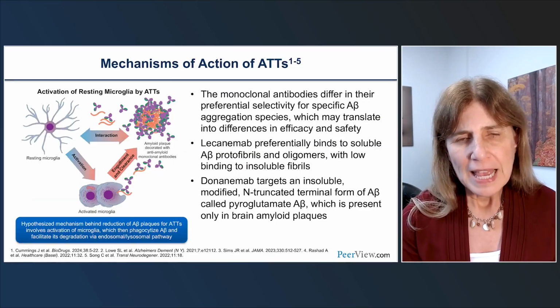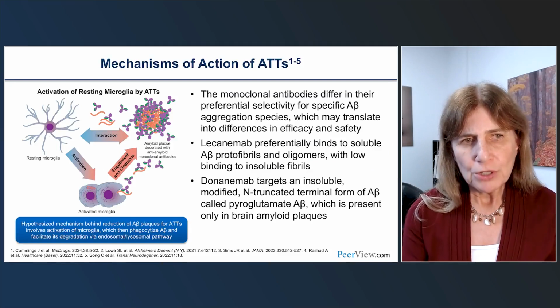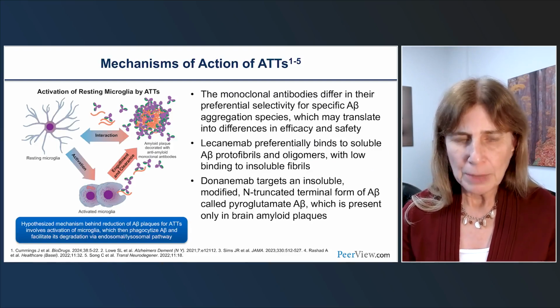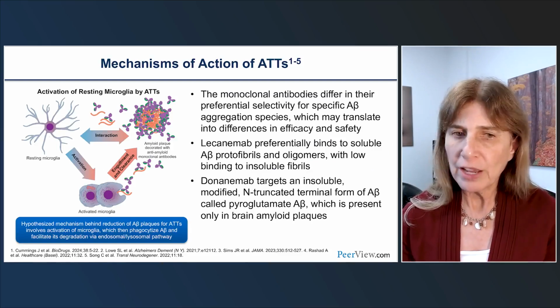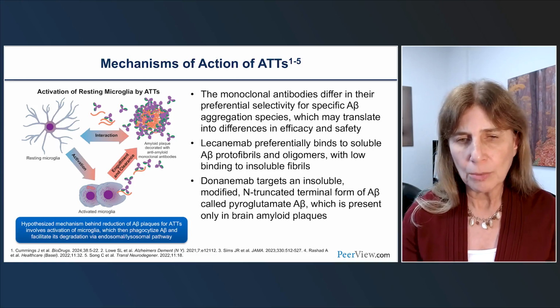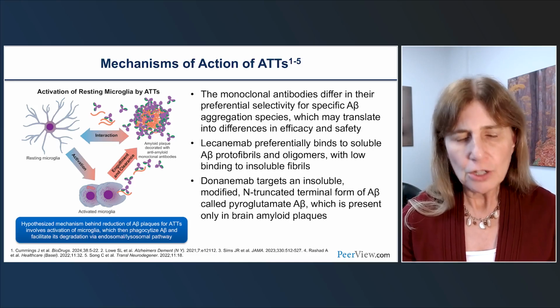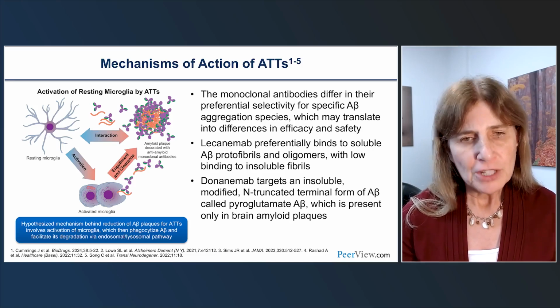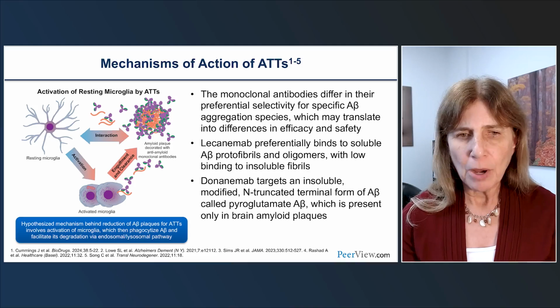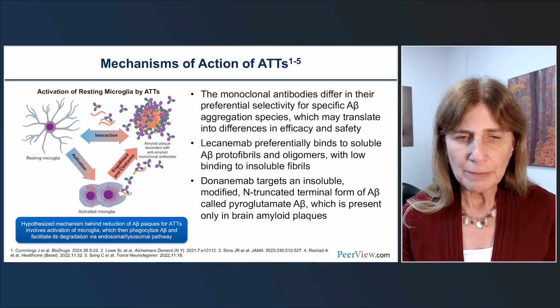So how do these antibodies work? Well, it's important to note that each antibody is a little bit different. With lecanemab, we have preferential binding to soluble A-beta protofibrils and oligomers. We have some binding to plaque. With donanemab, we have very specific binding to plaque-bound amyloid.